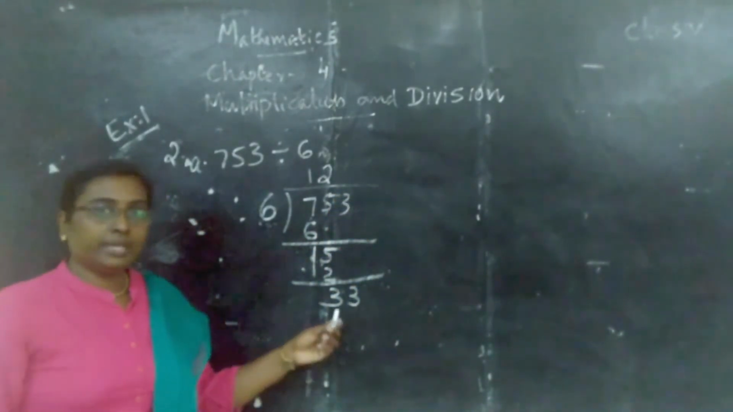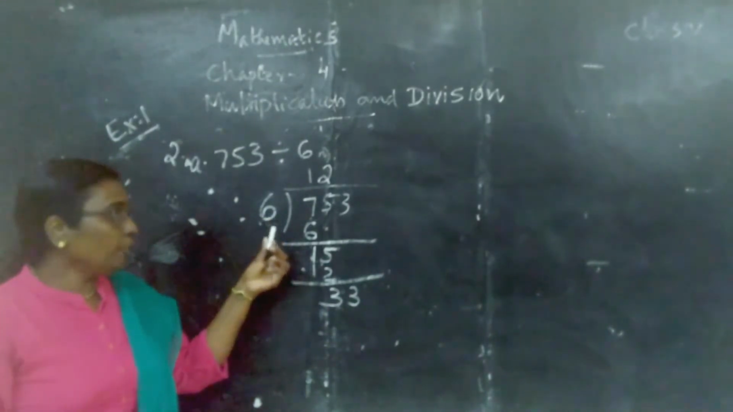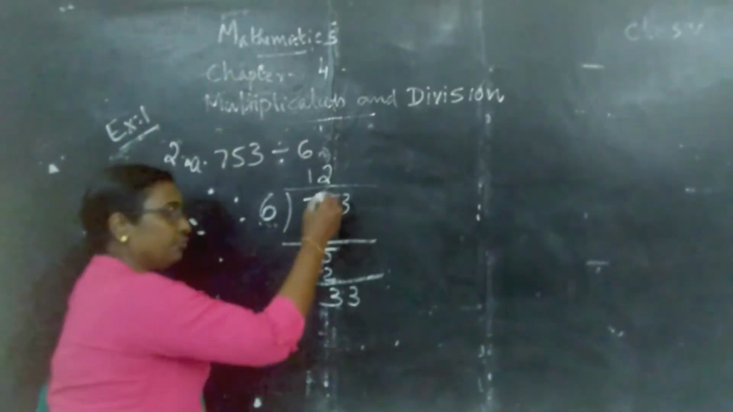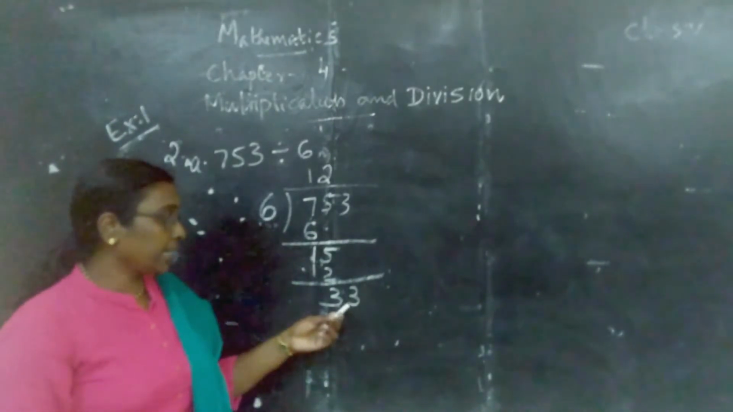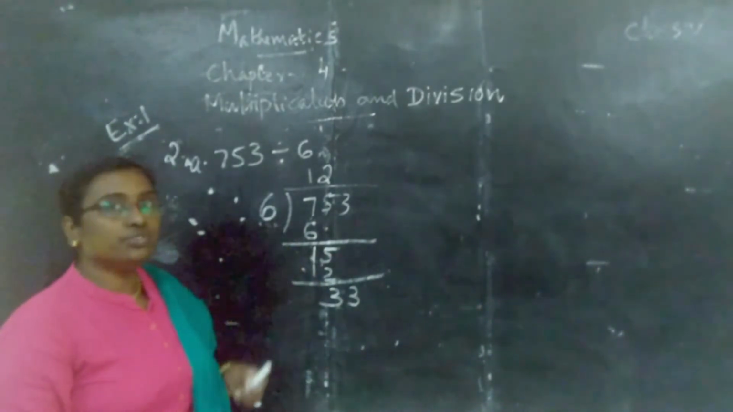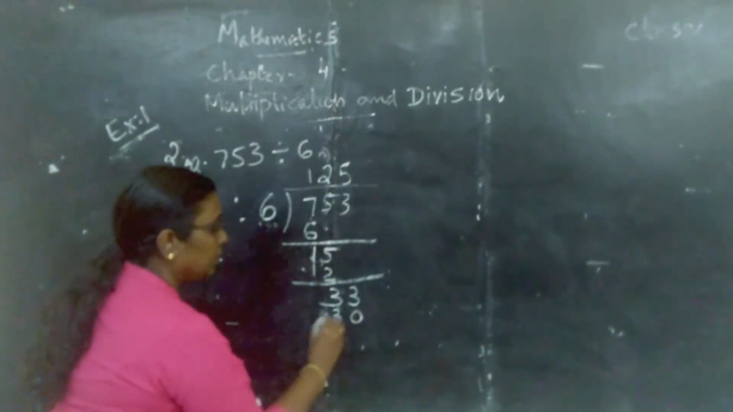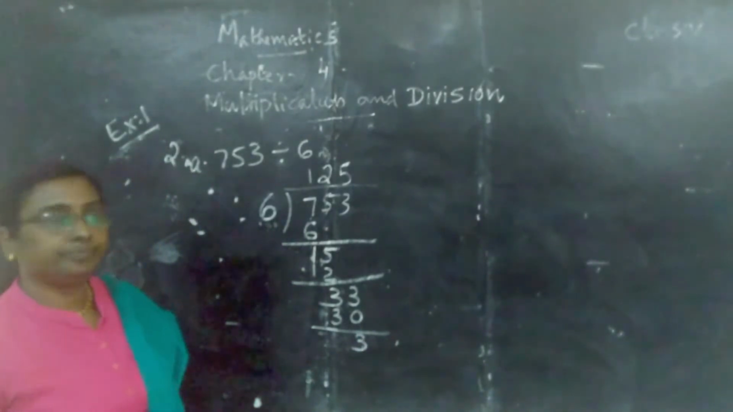Now the new dividend becomes 33. Now divide 33 by 6. How many times 6 in 33? 5 times. 6 into 5 is 30. 6 into 6 is 36, which is greater than 33. So 6 into 5. So write 5 here and 30 below 33. Then subtract. 33 minus 30 is 3.